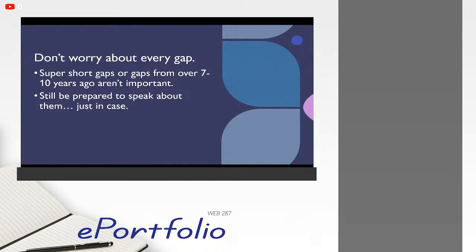So if it's super old or really short, don't worry about them. But when you go into your interview, you might just want to brush up a little bit about that just in case, so you can have just a little bit of preparation in the event they ask you about it. So don't just blow it off completely, but don't worry about it.